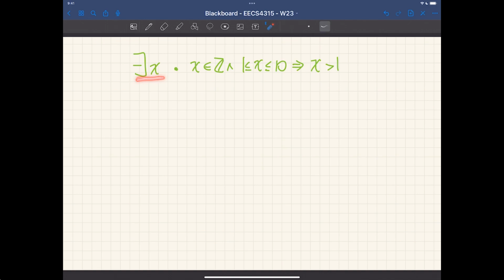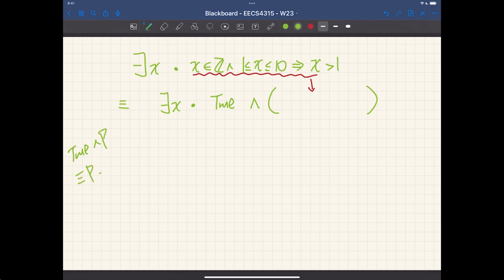After the existential quantification, you just got this. This will be just equivalent to there exists x, true, and this whole thing over here. So what does that really mean? Remember, true and P is equivalent to P, right? That's the identity of conjunction. So it is okay for me to say this is equivalent to this.